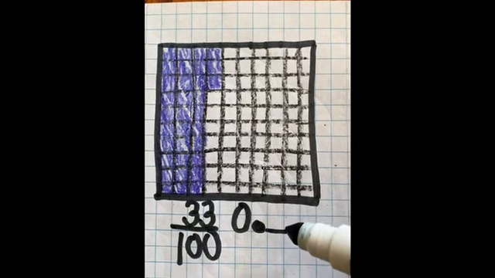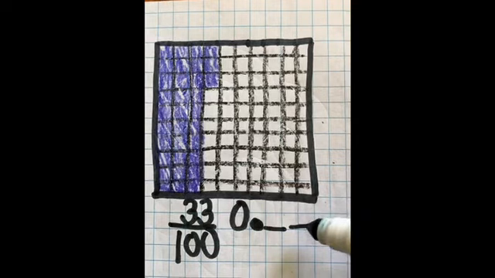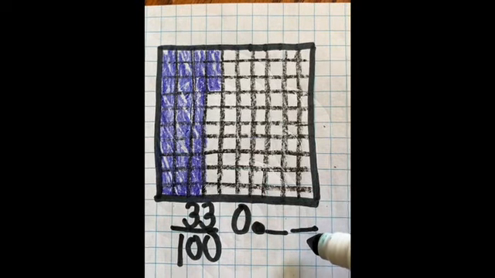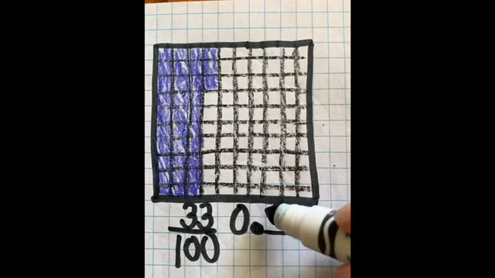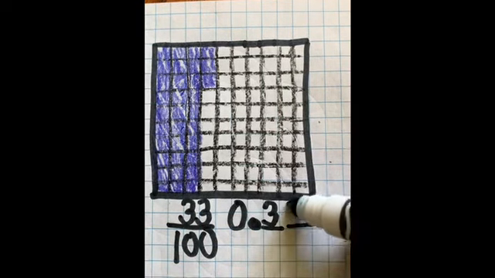To write that in the decimals is the same thing. I'm ending in the hundredths, and I found out I had 33 out of the 100th pieces. So I just write a 33.